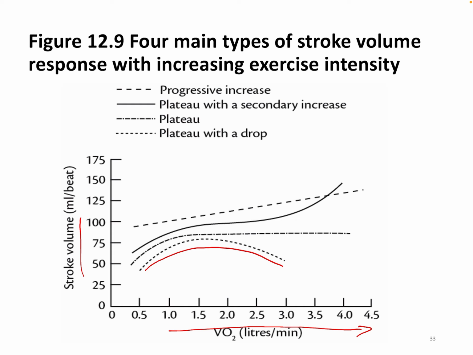So in these individuals, even though their Q, their cardiac output, is still increasing, that cardiac output is increasing because of their heart rate increasing, not because their stroke volume is increasing. So again, figure 12.9 just illustrates that there are differences in how individuals respond to different cardio exercise programs with respect to their stroke volume.